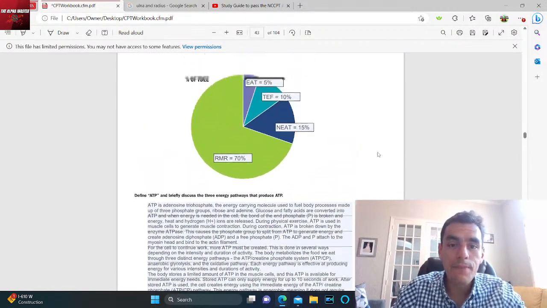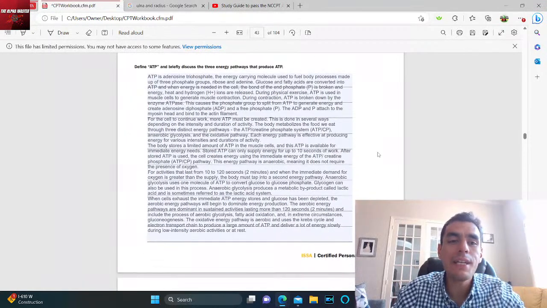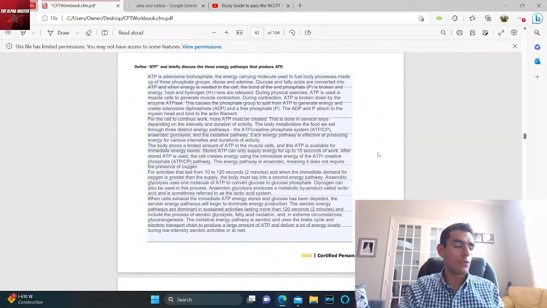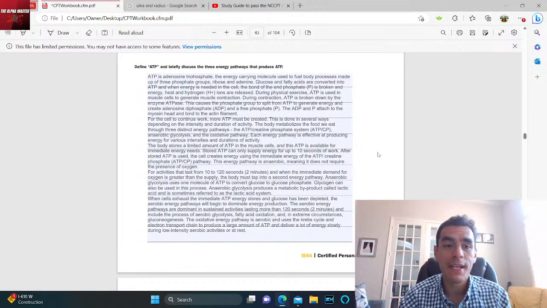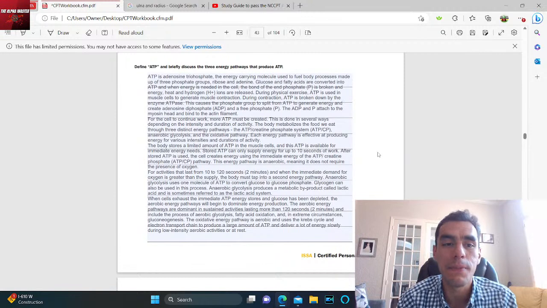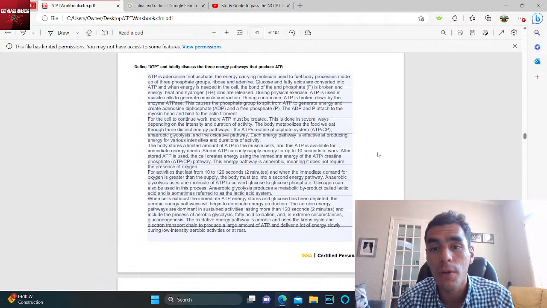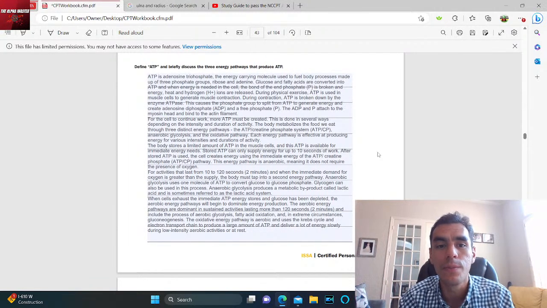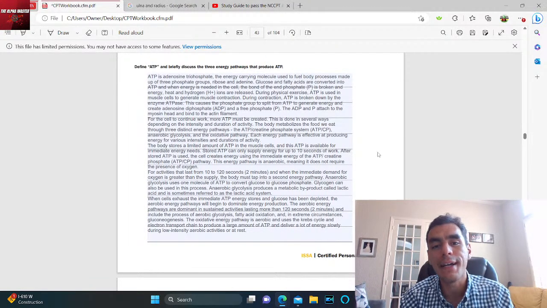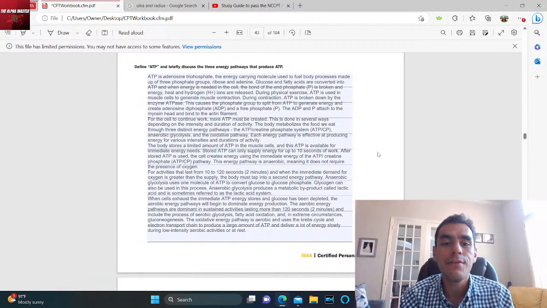Define ATP and briefly discuss the free energy pathways that produce ATP. ATP is adenosine triphosphate, the energy carrying molecule used to fuel body processes, made up of free phosphate groups, ribose and adenine. Glucose and fatty acids are converted into ATP, and when energy is needed in the cell, the bond of the phosphate is broken and energy, heat, and hydrogen ions are released.